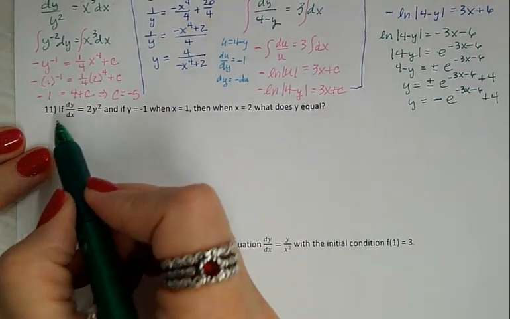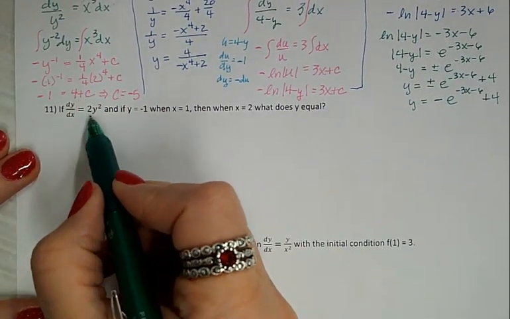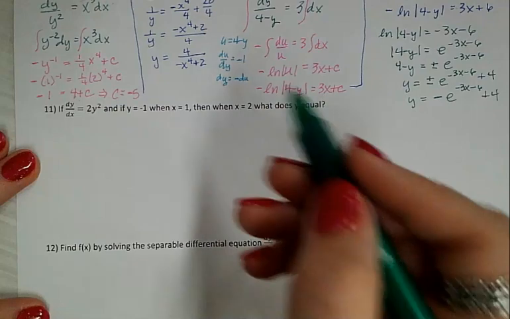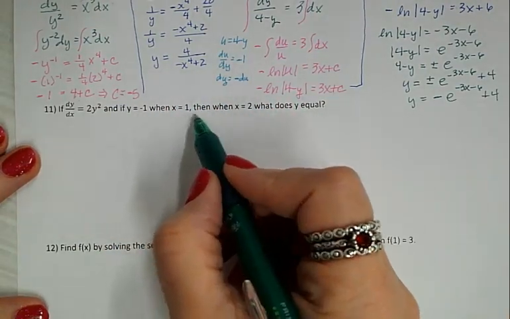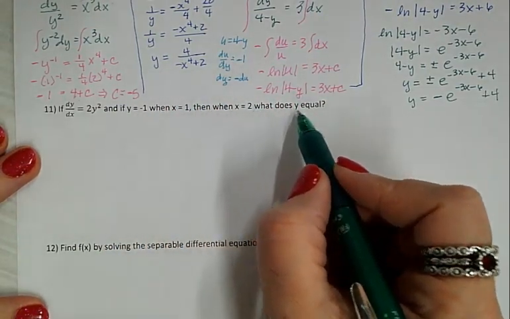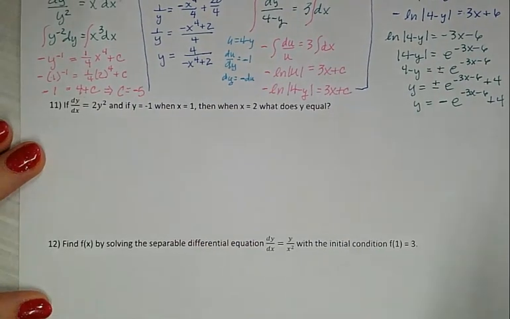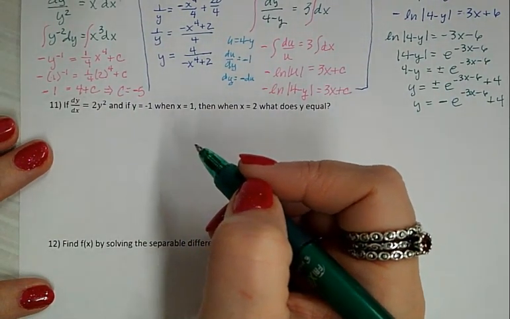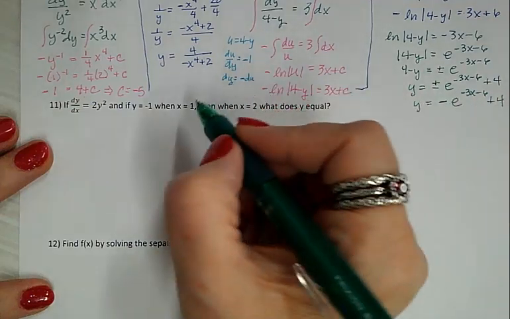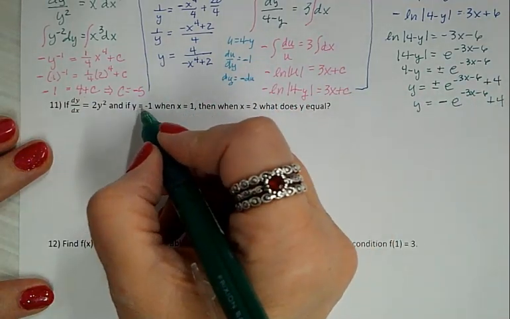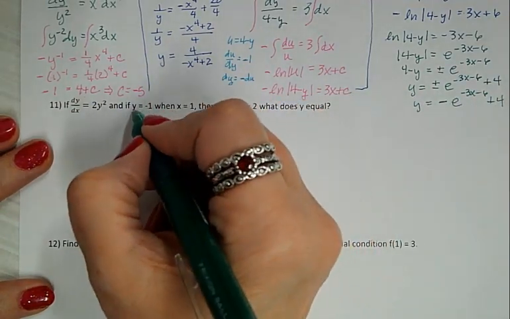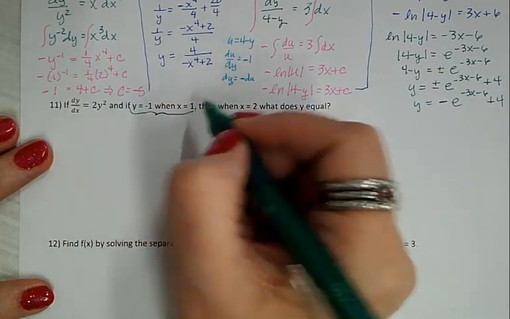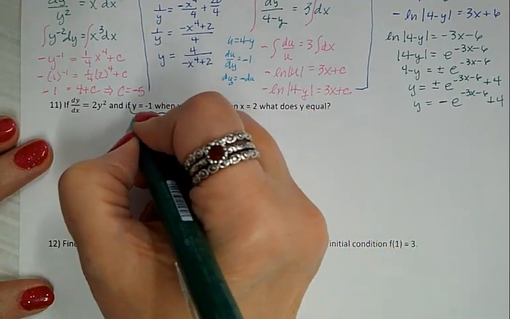So as I'm reading through this, I see if dy/dx equals 2y squared and y equals -1 when x equals 1, then when x equals 2, what does y equal? So that's my first read through. My second read through, then I would be looking for what is it trying to tell me here? So when it says y equals -1 when x equals 1, this is another way that the initial condition could be written.